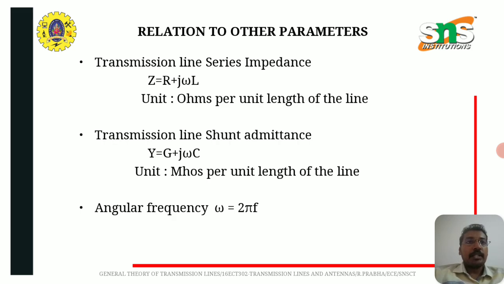Relation to other parameters. Transmission line series impedance Z equals R plus j omega L and its unit is ohms per unit length of the line. Transmission line shunt admittance is given by Y, which is equal to G plus j omega C and its unit is mho per unit length. Angular frequency omega is given by 2 pi f.